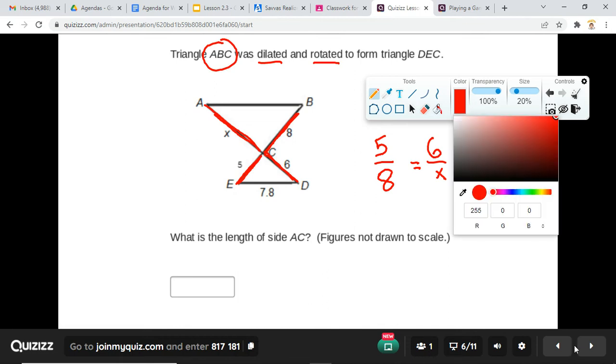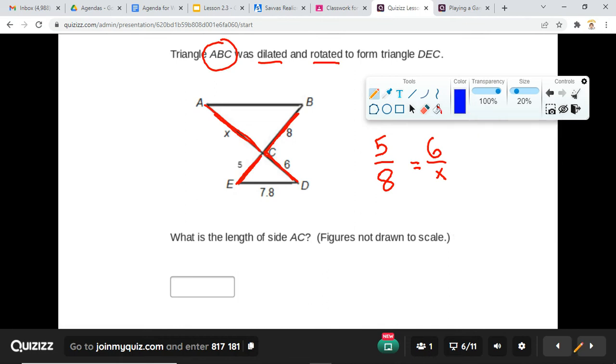All right, so now we're going to have to cross multiply, and then we're going to be able to solve for x. So we're going to do 5 times x. 5 times x is 5x, and 8 times 6 is 48. So 5x is equal to 48. Now we simply have to divide by 5 on both sides, and we're going to get x is equal to 9 and 3/5, I believe.